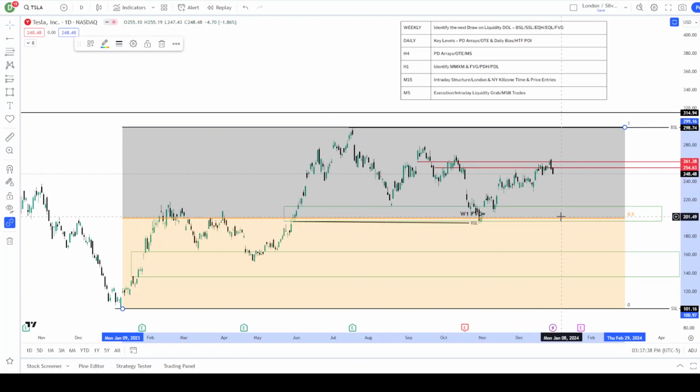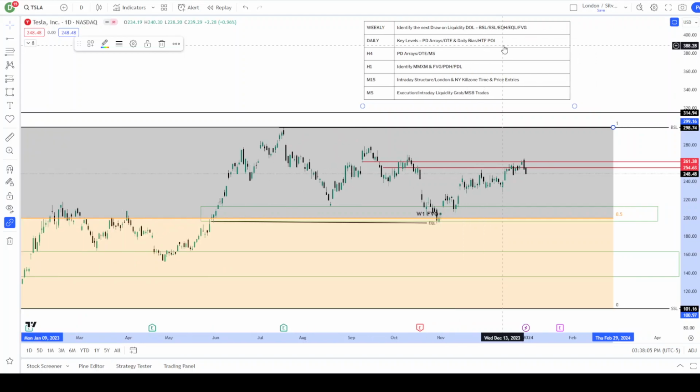Right? We got our equilibrium here. We got our discount here, current dealing range here. And now we are in the upper half of premium, coming from premium down to equilibrium, back up to premium, in the upper half of premium. Okay, so that just tells us where we're at in the cycle of a dealing range. And so what we want to look for on the daily chart is optimal trade entries, what our daily bias is, and then high time frame points of interest.